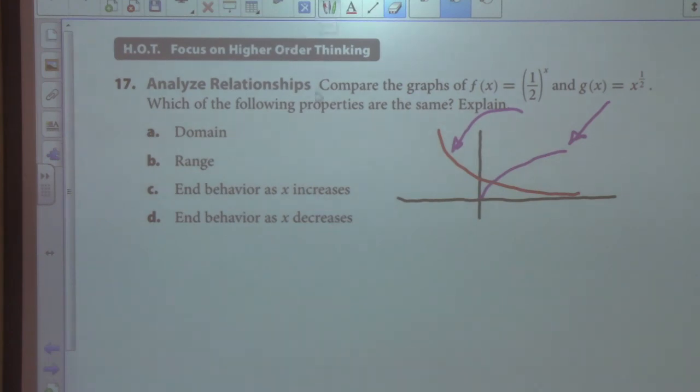Range for f of x is going to be 0 comma infinity. What about for this one right here? Zero comma infinity. Oh my gosh, the bracket. The bracket's different. So they're not the same, but they're close. What about the other properties?